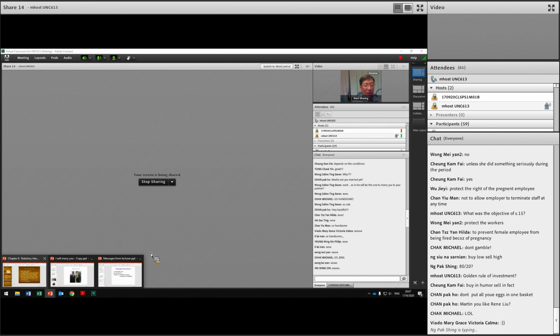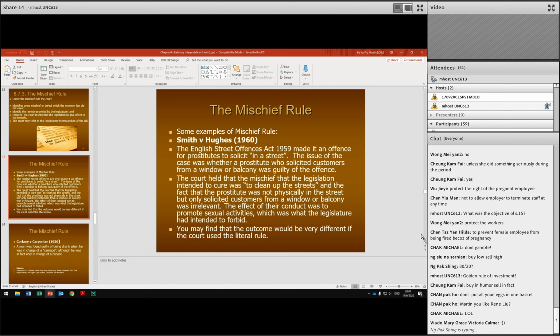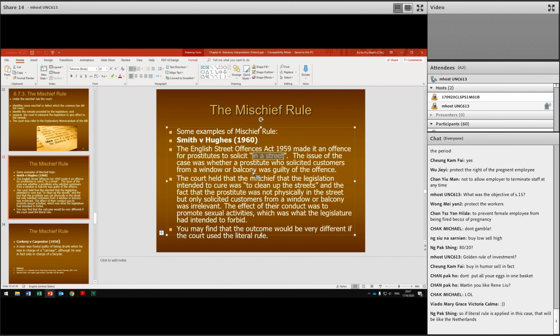Okay, so for this case, you can appreciate the meaning of mischief. Because in this case, the legislation says that it's an offense for prostitutes to solicit in a street. Of course, the legislator has some omission. They just use the term in the street. But of course, the prostitutes were very clever. What did they do? They did not solicit customers in the street. In order to avoid the legislation, what did they do? They solicited customers from a window or balcony.